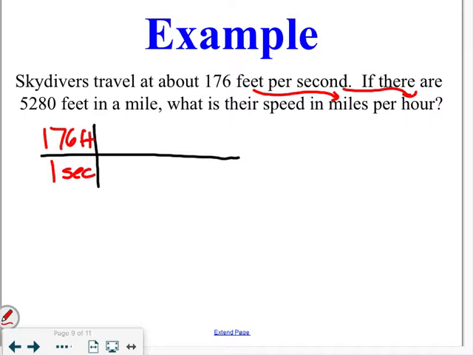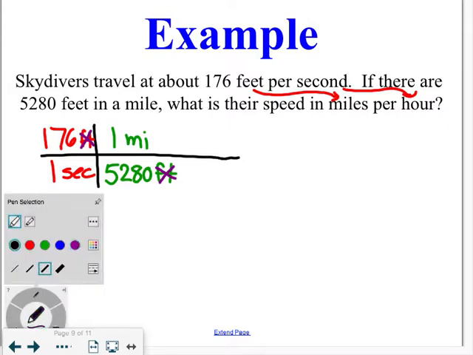So I'm going to deal with the feet first, since it is my top value. It tells me that in 1 mile there is 5,280 feet. So I'm going to put 5,280 feet on the bottom and 1 mile up top. That allows me to cross out the feet and the feet. Remember, when you have units diagonal from each other, you can cancel them out.